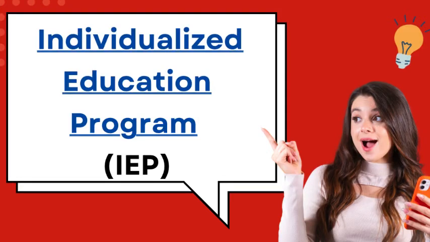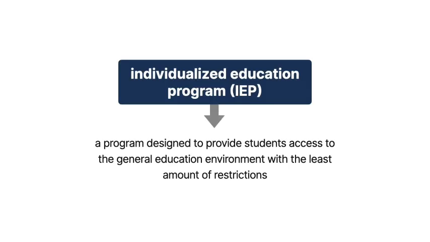When a child is identified as needing special education services, it can mean significant changes in their educational programming. An IEP is an Individualized Education Program designed to provide students access to the general education environment with the least amount of restrictions. While the IEP is composed of many different parts, we're only going to talk about the pieces most relevant to your job as a paraprofessional.